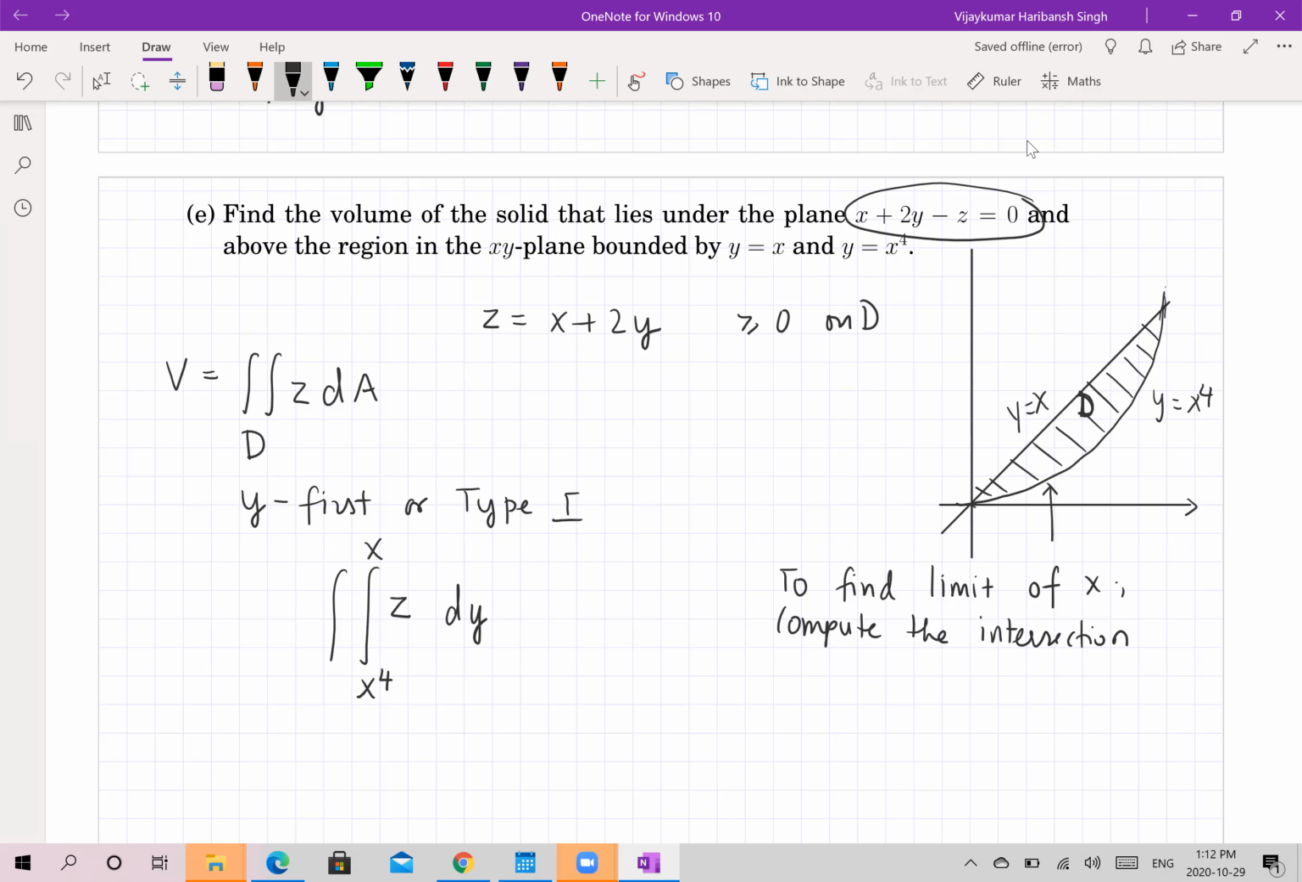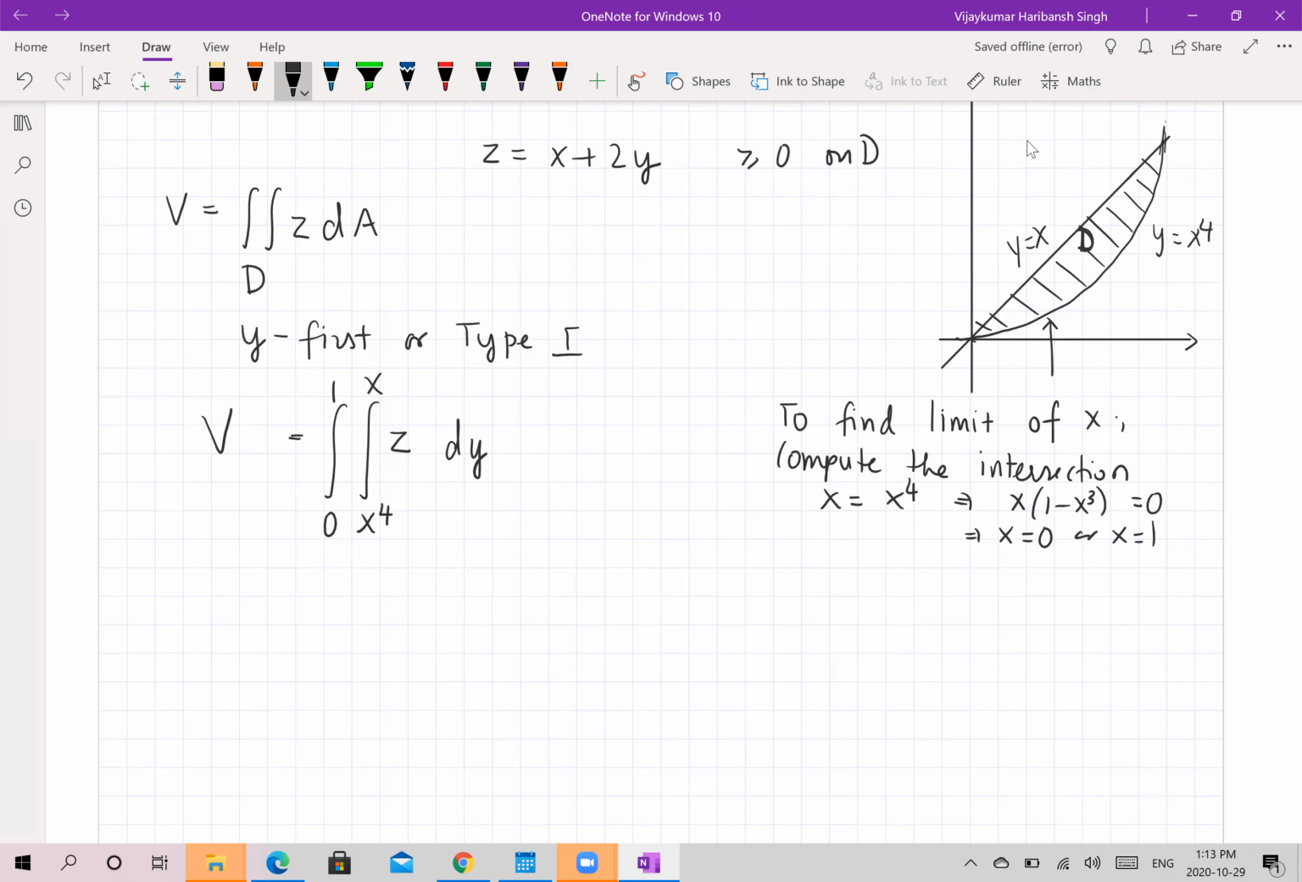So we have x equals x to the 4. This gives me x times (1 minus x cubed) equals 0. This gives me x equals 0 or x equals 1, because the cube root of 1 is 1, in the real plane. Over real numbers, the cube root of 1 gives us one value, which is 1. So we have 0 to 1 of this. This is your volume V, or in other words, we have 0 to 1.